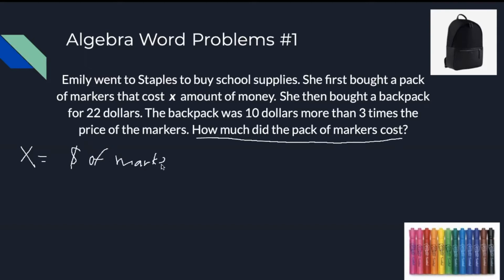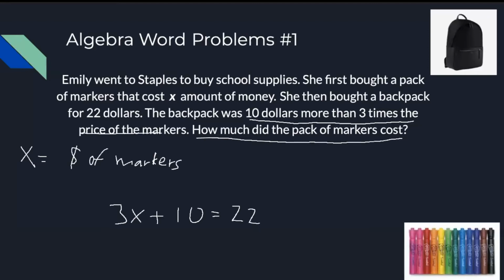And now we have to set up an equation, right? So the backpack was $10 more than 3 times the price of the markers. So we have 3x, right? So 3 times the price of the markers, and then plus 10, right? So 10 more dollars than 3 times the price of the marker. And then we'll set that equal to 22.